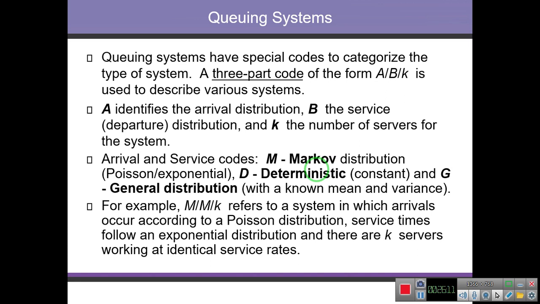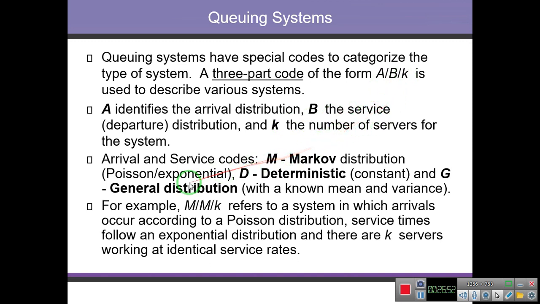So in queuing systems, we use a 3-part code, A, B, and then K. No, A is never A nor B. It's just a placeholder. But it's a 3-part system. The first character, in this case A, identifies the arrivals. B, the second component, identifies the service distribution, meaning how is that being served. And K is the number of servers. Is it 1 server, 2 servers, 3 servers?